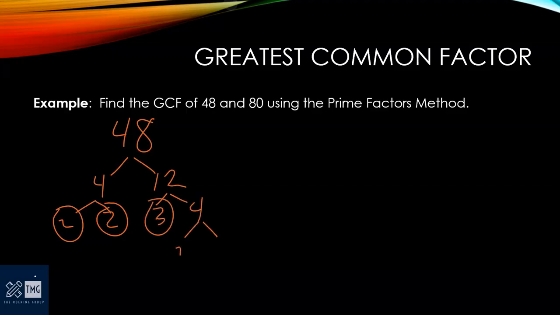3 is prime. Break down 4: 2 times 2. So there are four 2s, so this is 2 to the 4th power times 3. There's my prime factorization of 48.